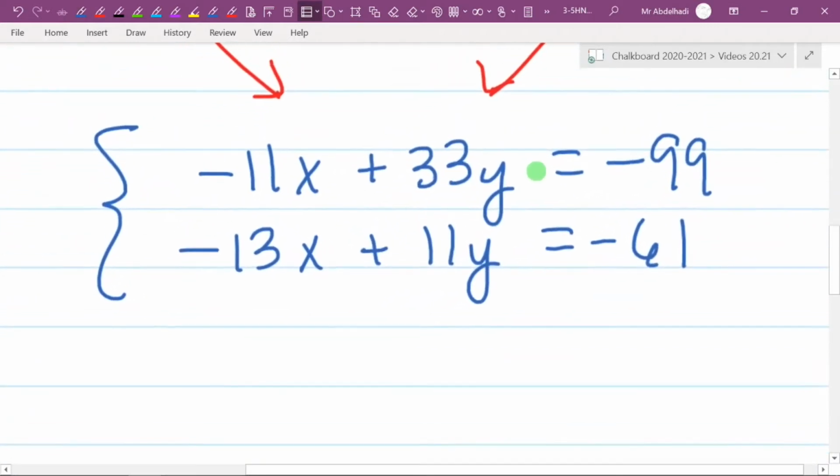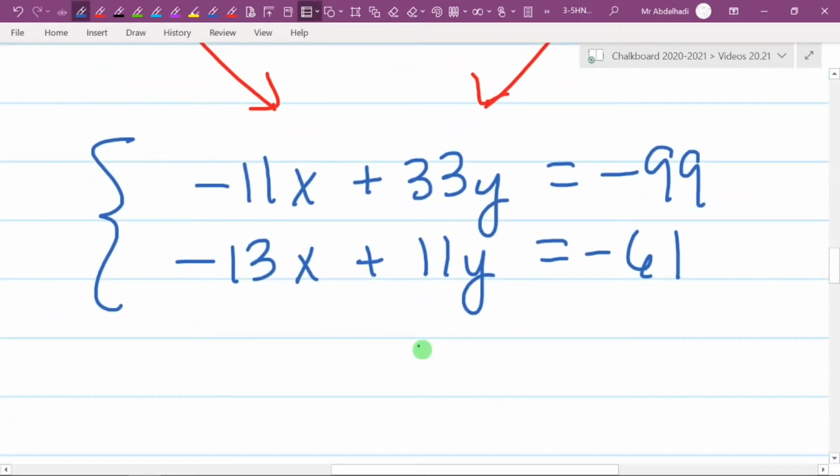Which of the two variables have the smallest least common multiple? Well, 11 and 13 are both prime numbers, which means they have no factors in common, so the only way to get a least common multiple is to multiply them. And 13 times 11 is 143. So that's got a least common multiple of 143.